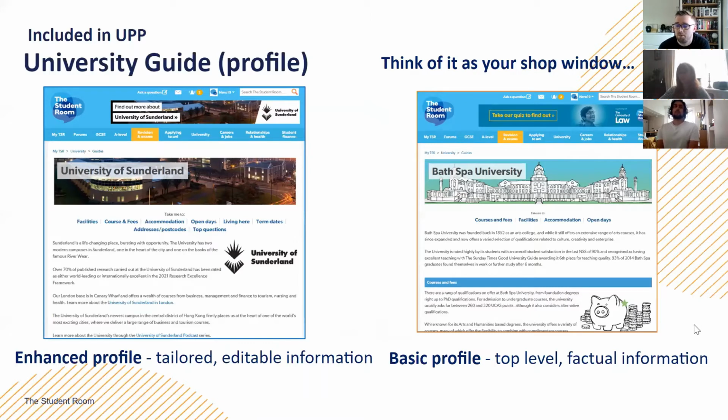Should the university not be a partner, the profile page will just be a basic page with just some basic factual information, as you can see on the right-hand side. Similarly, on the partner version, you'll again notice the roadblocked adverts at the top of the page. These link directly to the university's website, and again, just make that journey really easy for students.